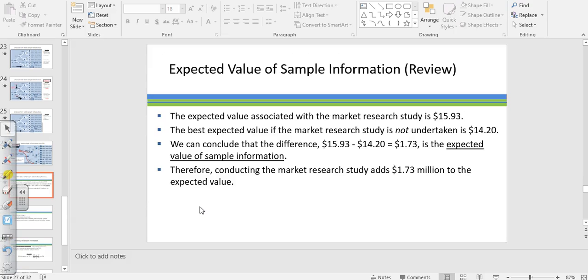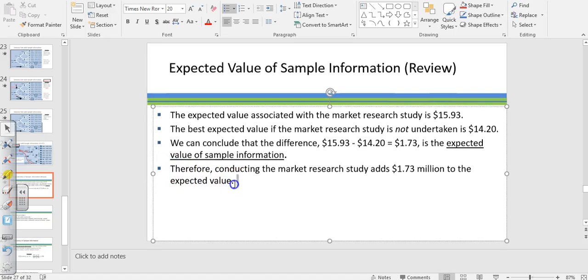Okay. And here's kind of a summary. Let's see what it says, or a review they call it. The expected value associated with the market research study is 15.93, right? The best expected value if the market research study is not undertaken is 14.2. So we can conclude that the difference, 1.73, is the expected value of sample information. That's everything we've said so far. And this is the key right here. This is why I read this whole thing, because I wanted to go step by step and get to this last one. Therefore, conducting the market research study adds 1.73 million to the expected value.